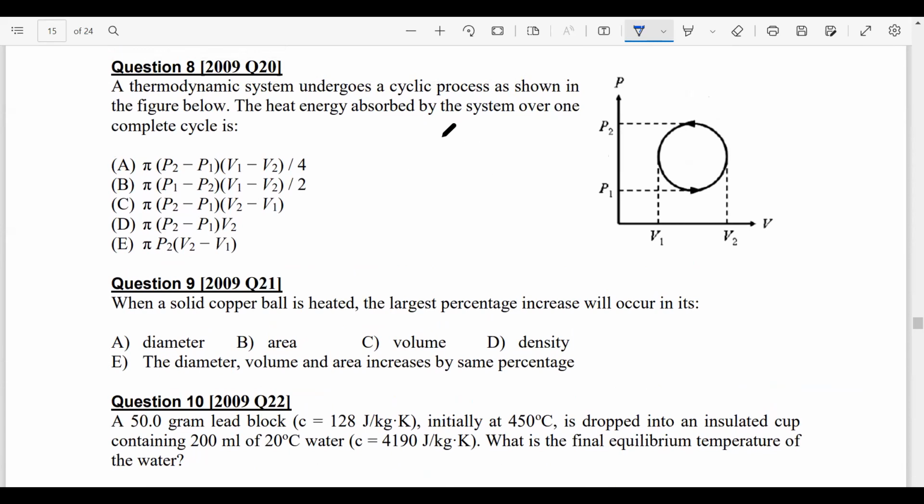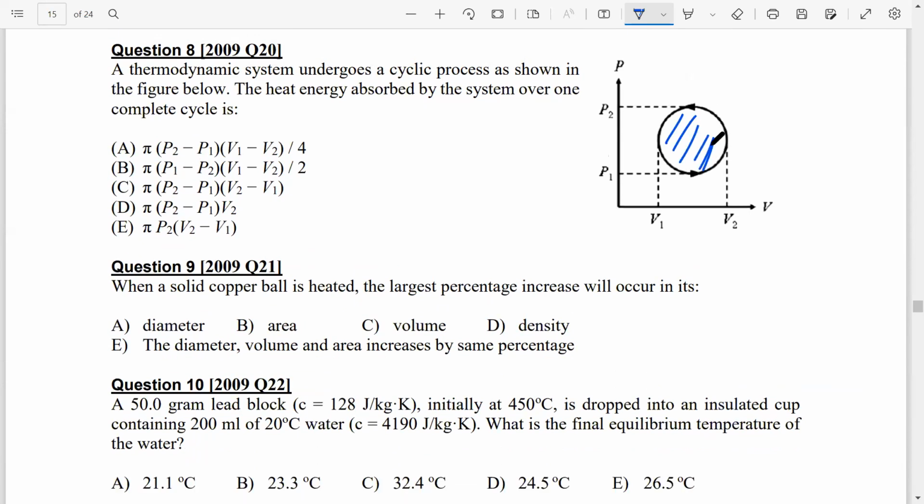So question 8, basically, you can see it's an anti-clockwise cycle. Again, anti-clockwise cycle, the area inside here is going to be the work done on the system, and the work done on is going to be positive. Now delta W in this case is going to be positive.